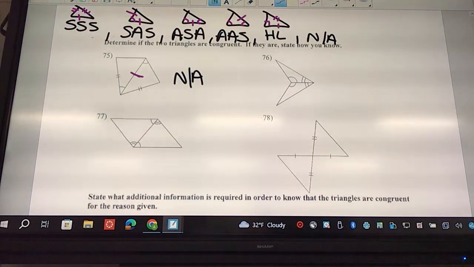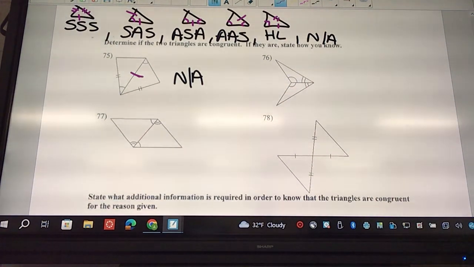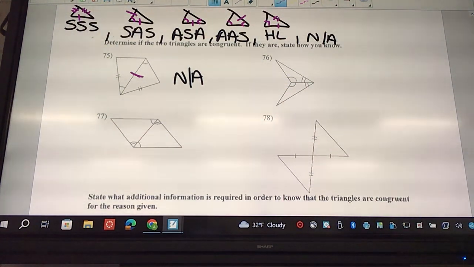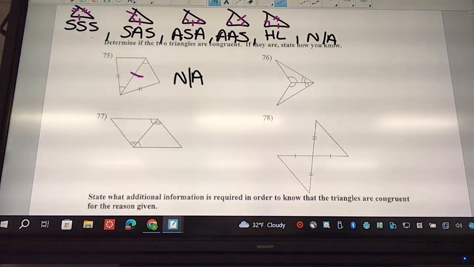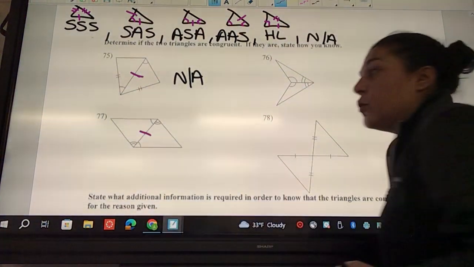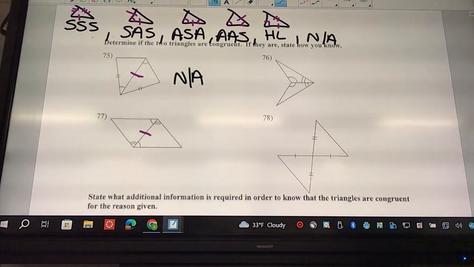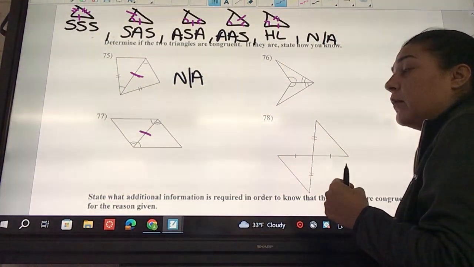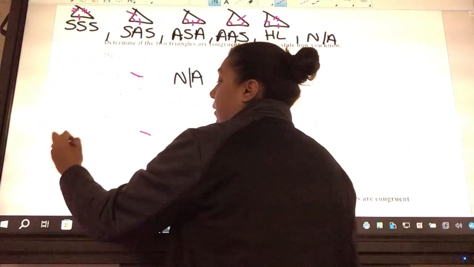Okay, 77, are the triangles touching? Yes. So I'm allowed to mark one thing and one thing only. What is that thing? The middle. And so what is that going to make this one? Side, angle, side. I mean, angle, side, angle. Angle, side, angle.